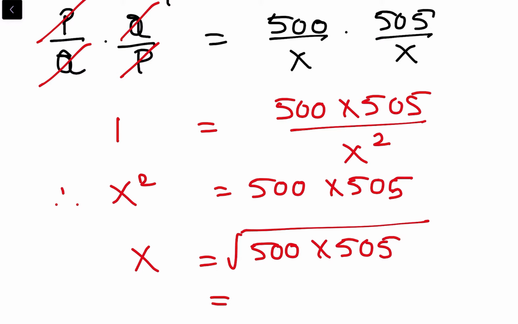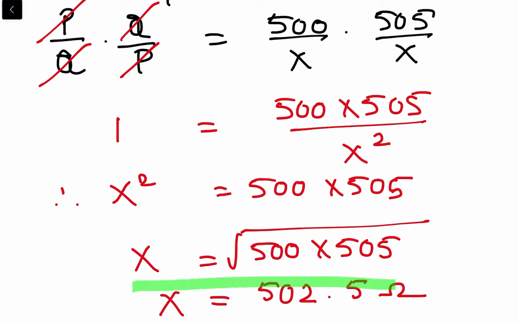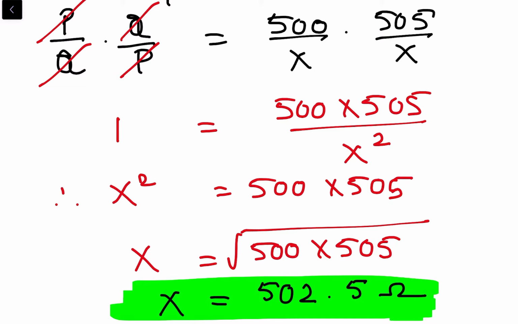To simplify here takes time. Directly, I will write the value which I already calculated, 502.5 ohms. So, X is equal to 502.5 ohms. It's a simple way, isn't it? Solving the problems, this is really a very simple way.